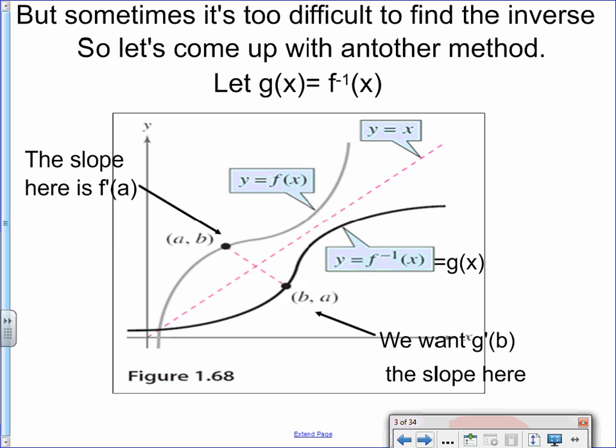We want g prime of b, which is the slope over here. We want to see if there's any relationship between the slope over here on the inverse and the slope over here on the function. Okay? And we're going to try to think it through. If this is the point (b, a) on the inverse, when you switch the x and y coordinates, you get (a, b) over here on the function. Does that make sense? So if (b, a) is on the inverse, (a, b) is on the function.